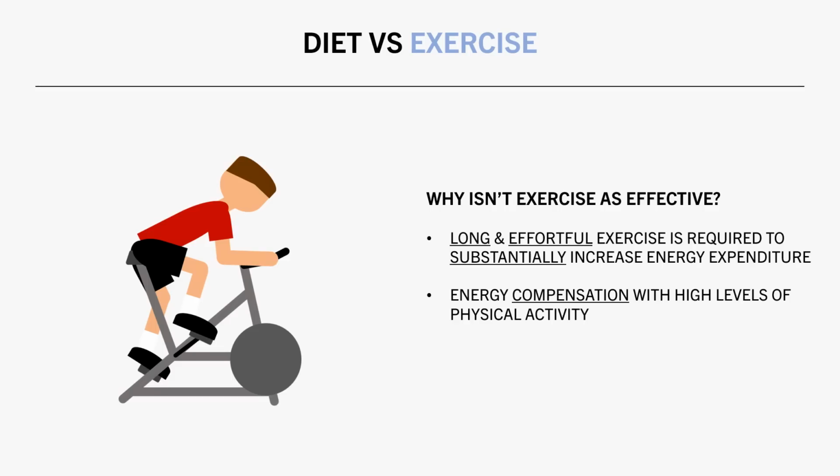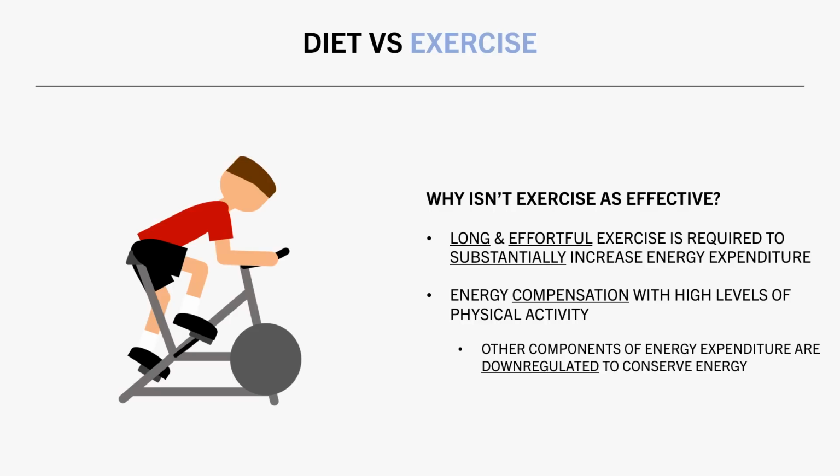In other words, other components of energy expenditure are downregulated to conserve energy when lots of exercise is performed. So the net effect of physical activity on energy expenditure is usually not as much as we would expect based on the effort it takes to perform.